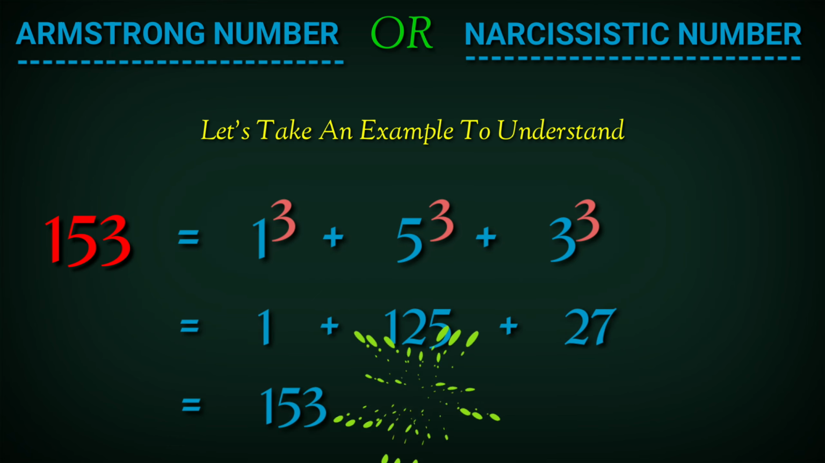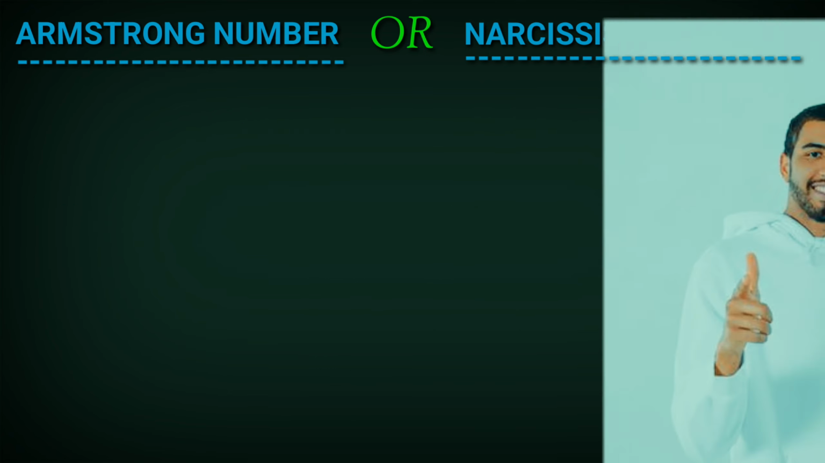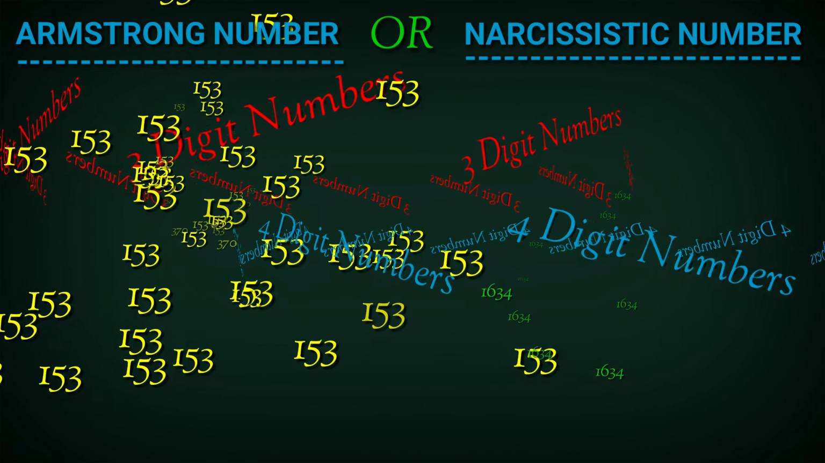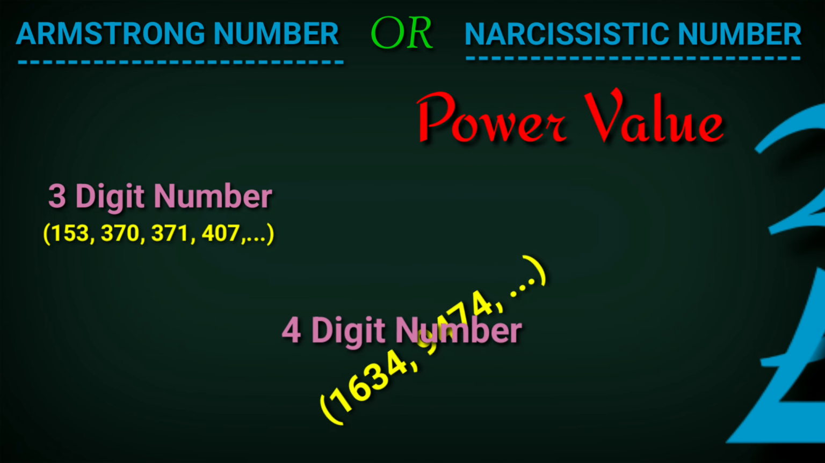We can see once we do the calculation and the summation of each number, the value is 1634. So we can say that a 4-digit number can also be an Armstrong number. Now we saw the examples of 3 and 4-digit numbers, and we used power value 3 for the 3-digit number and power value 4 for the 4-digit number.